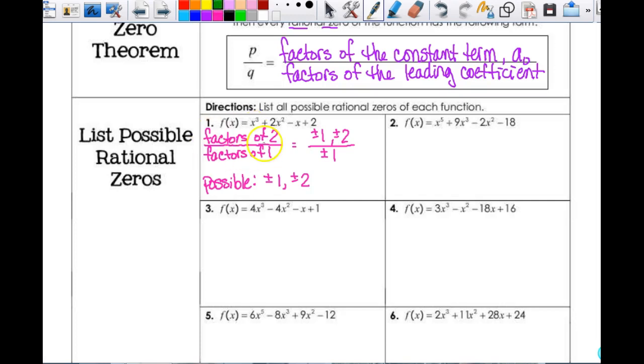So let's look at number 2. We're not going to write out the words here. But my numerator is the factors of the constant term, right? So I start with 18, and you can always start with 1, plus or minus 1. Then does 2 work? Does 2 divide into 18? Yes. Does 3? Yes. Does 4? Does 4 divide evenly into 18? No. 5? No. 6?